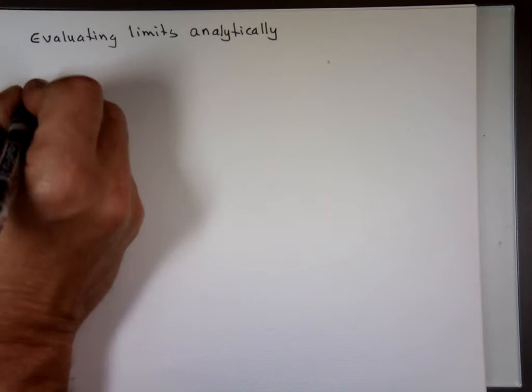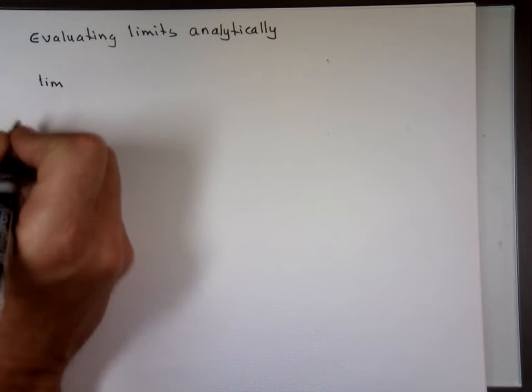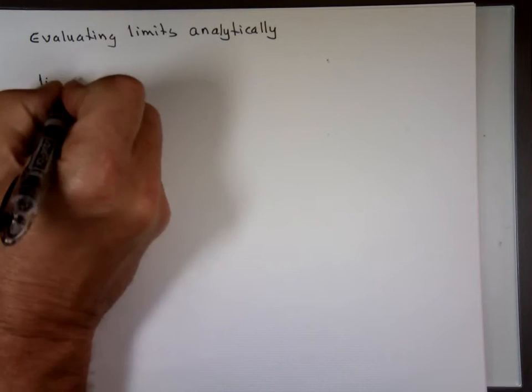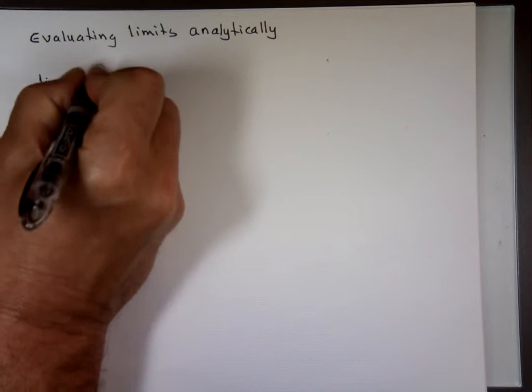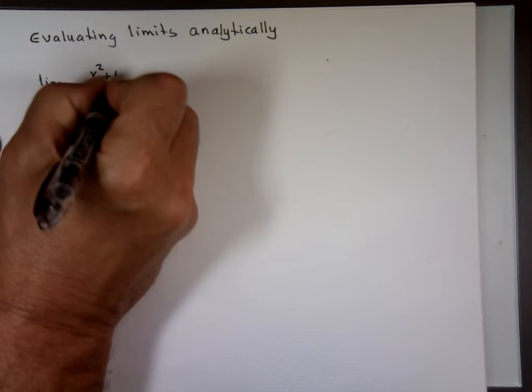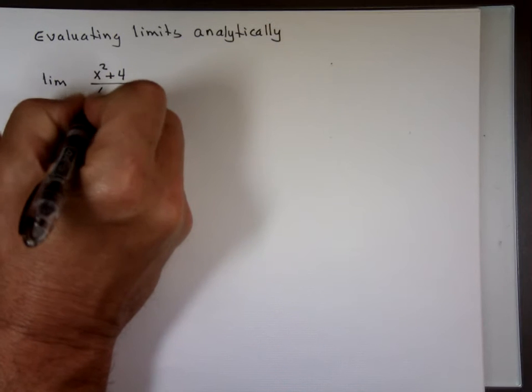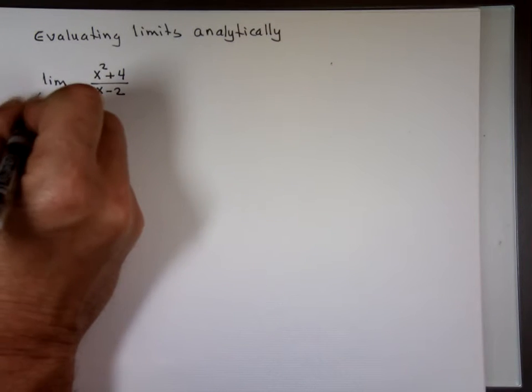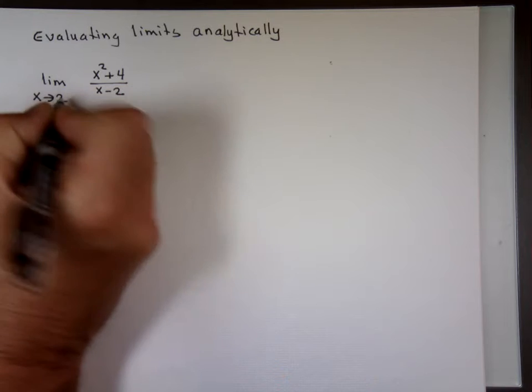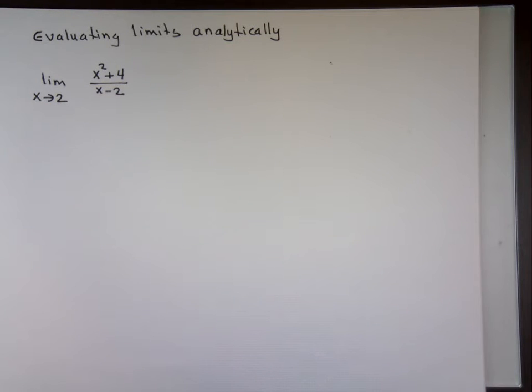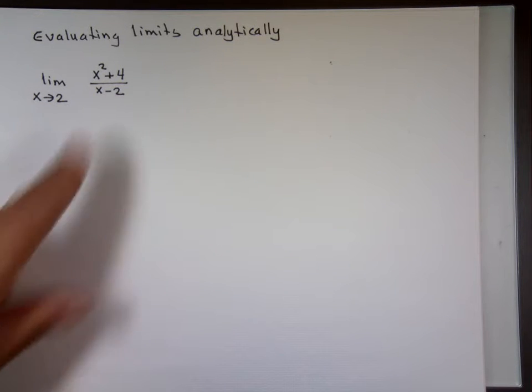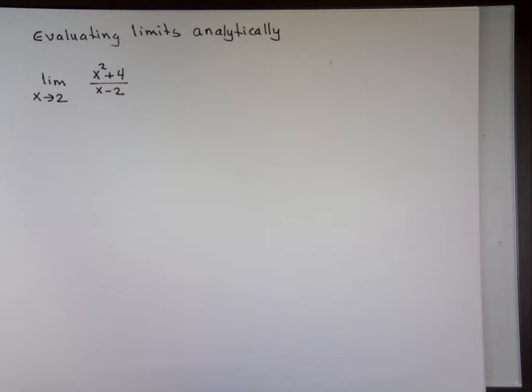So let's say you were asked to find the limit of x squared plus 4 over x minus 2 when x approaches 2. Notice this function is undefined when x equals 2. When x equals 2, there's no value to it because you'll be dividing by 0. How can I find the limit?